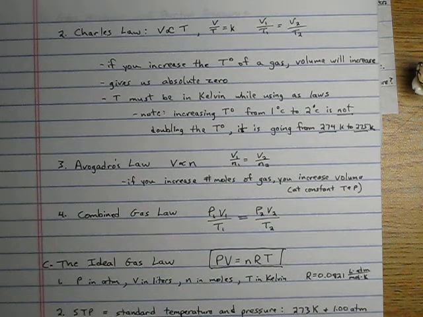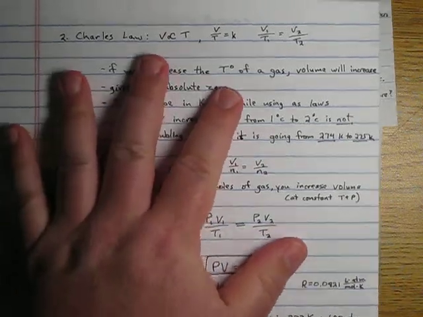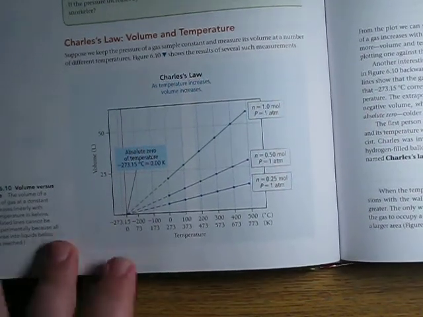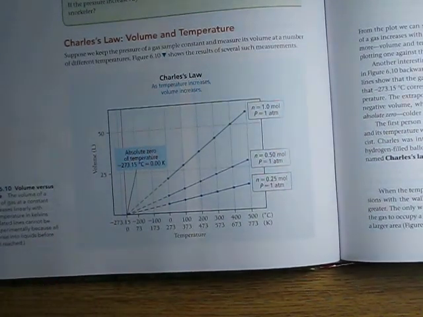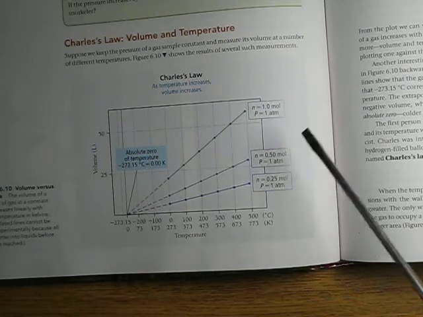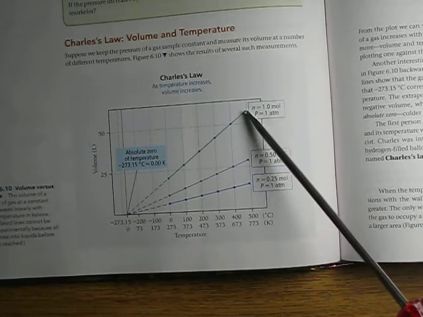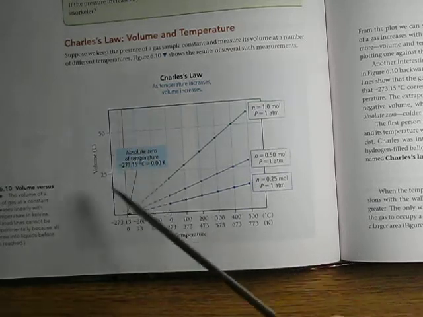All right. But what happened was, using gases and using Charles' law, that's how Lord Kelvin came up with his idea of absolute zero. So what happened there? Get your book. Kelvin noted that you take a gas, here's a gas, 1 mole of gas at 1 atmosphere of pressure, and this is temperature, this is volume.